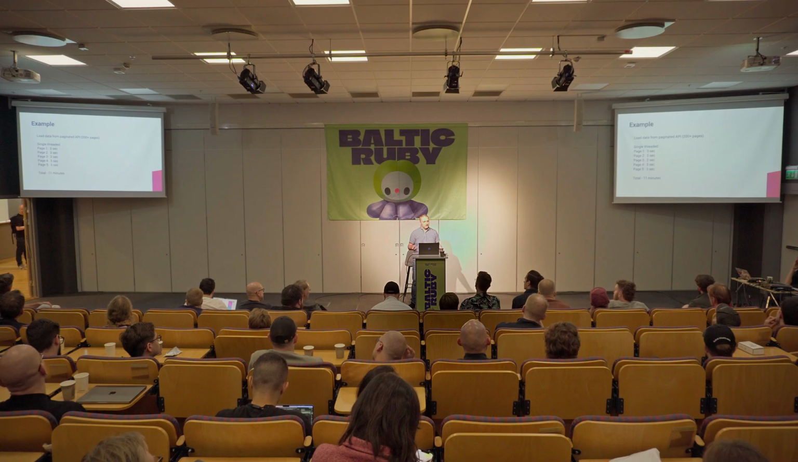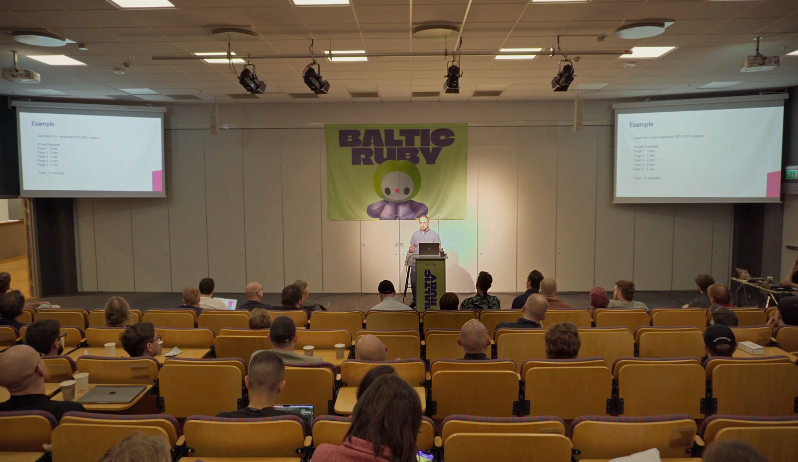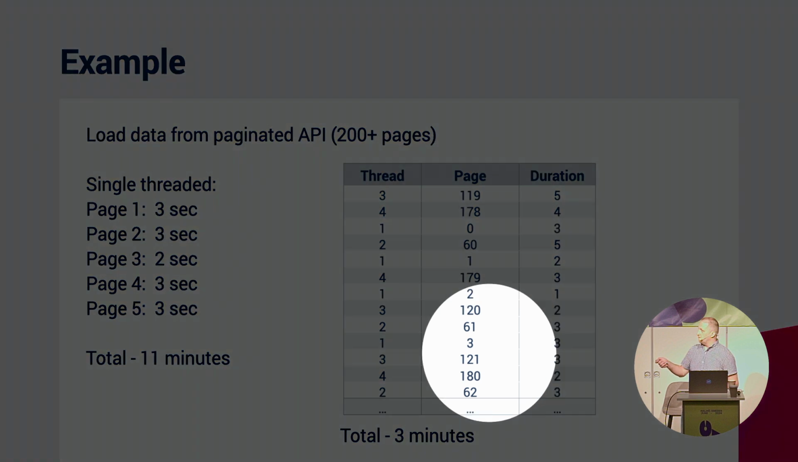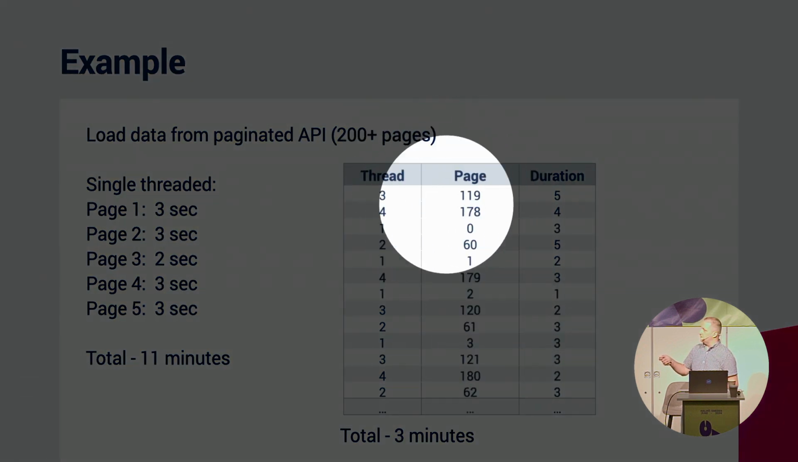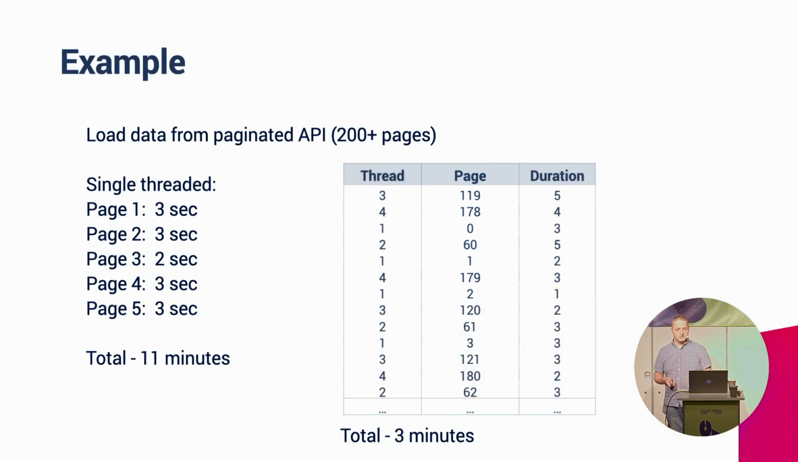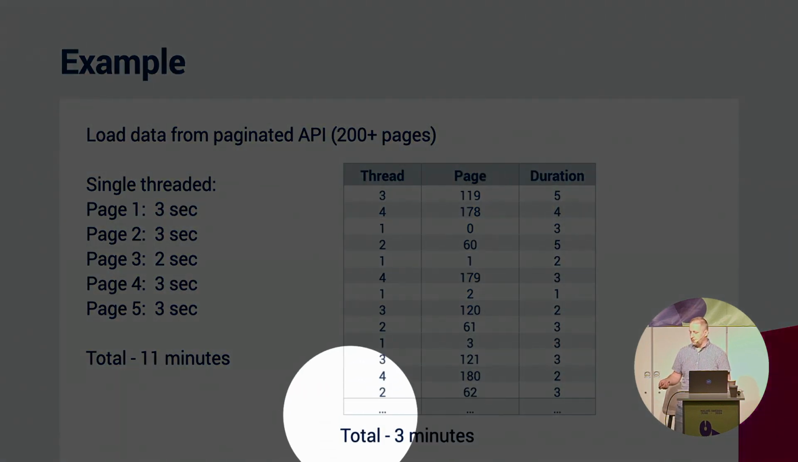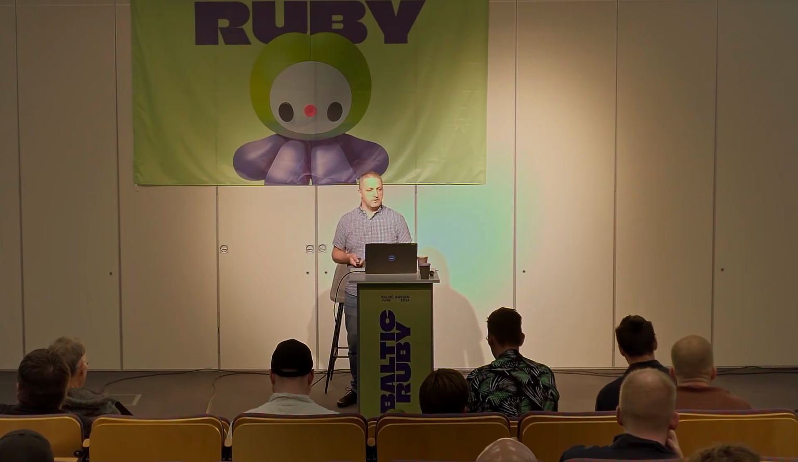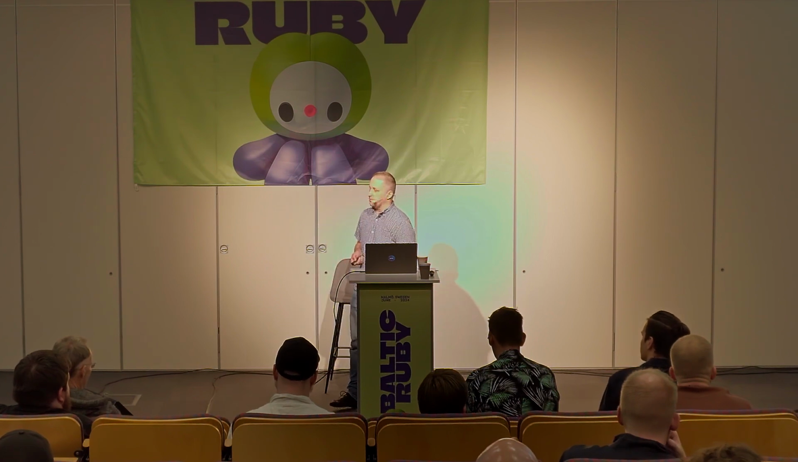So I thought, okay, quite slow. Maybe we can increase speed by using parallel execution. So I decided to split into 4 threads. You can see different threads requesting different pages with different durations. At the end, total time was a bit more than 3 minutes, so almost 4 times faster using 4 parallel threads. So it's quite a nice result.